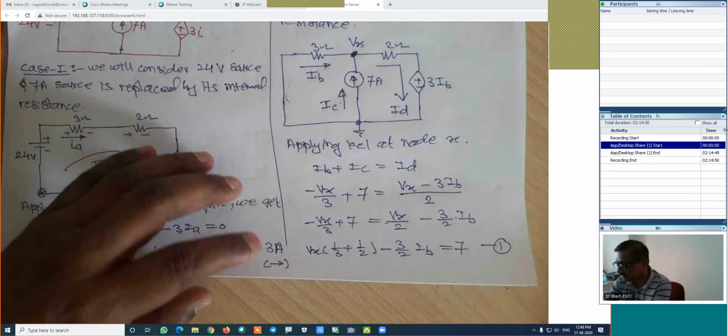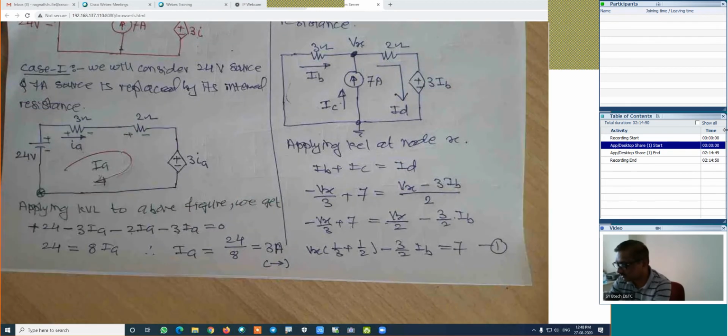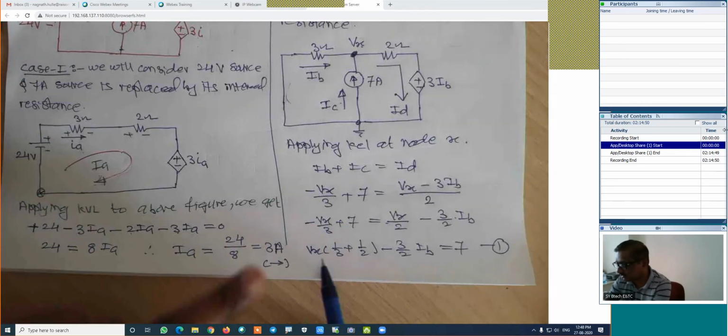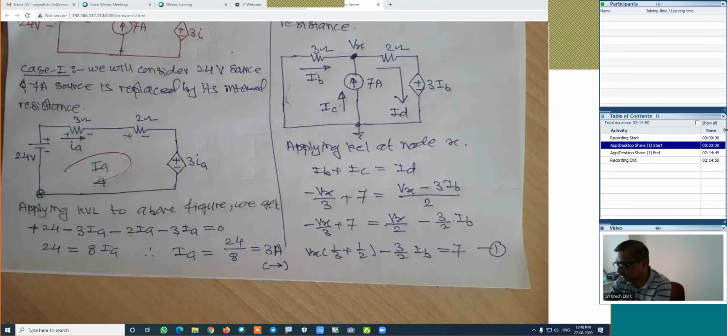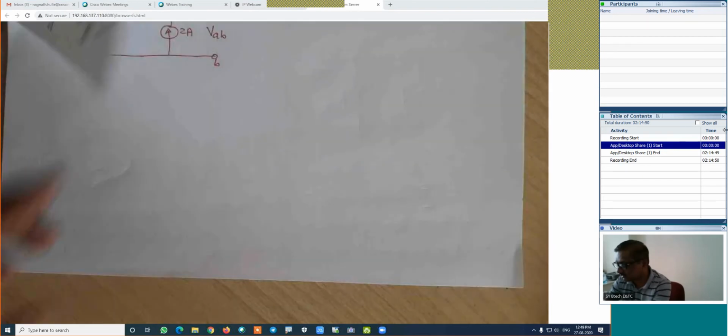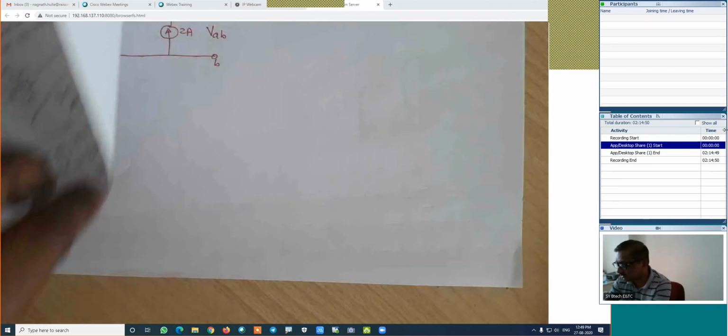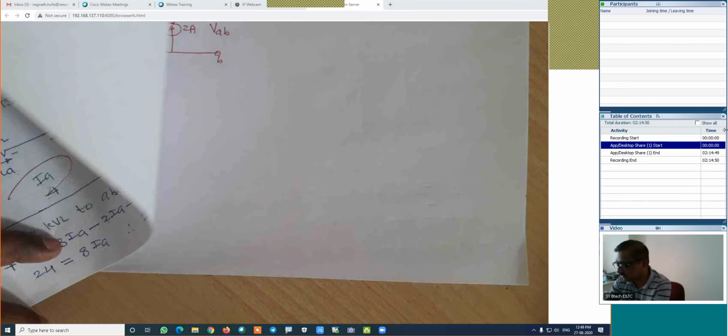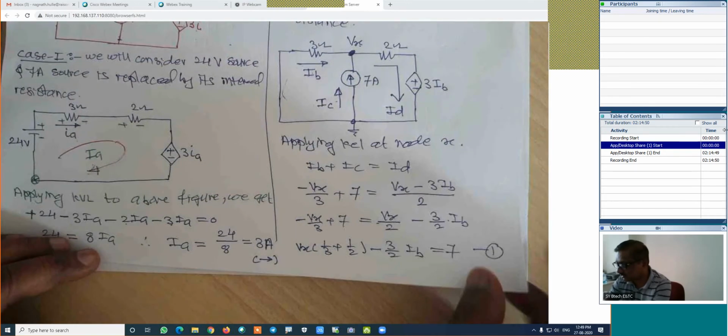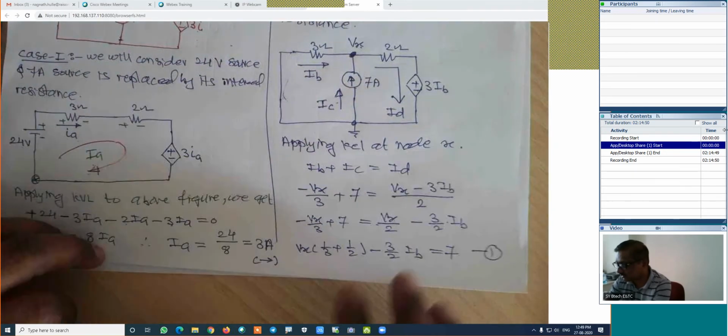But how many unknowns do we have? We have two unknowns. One unknown is Vx, another unknown is IB. Now find out another equation which gives the relation between I1 and IB.